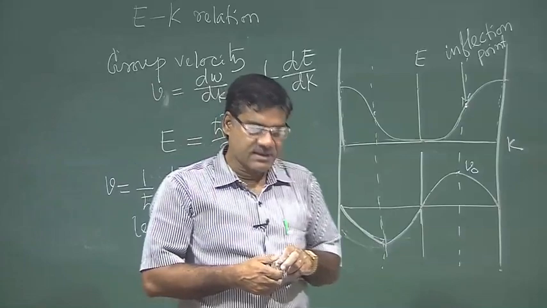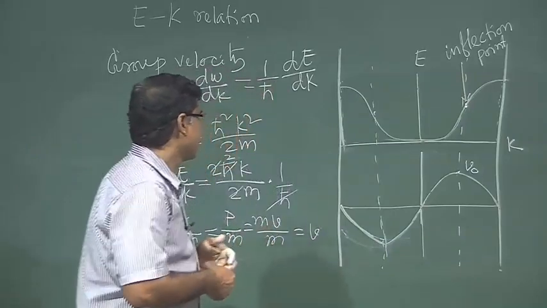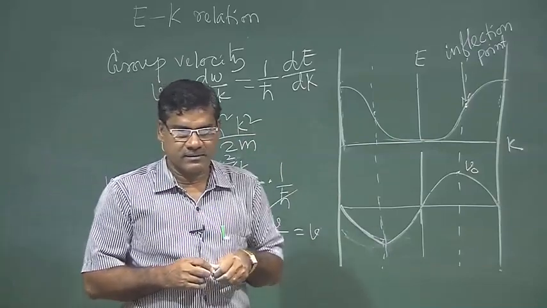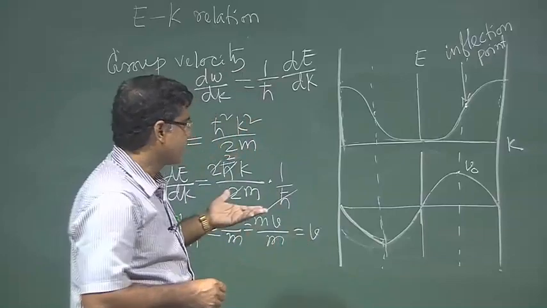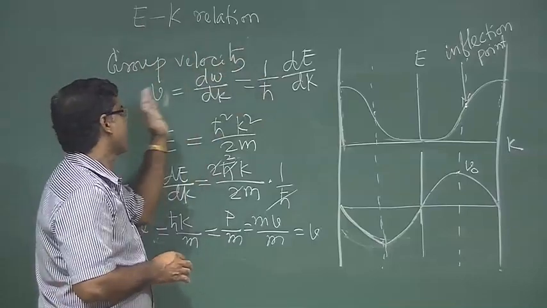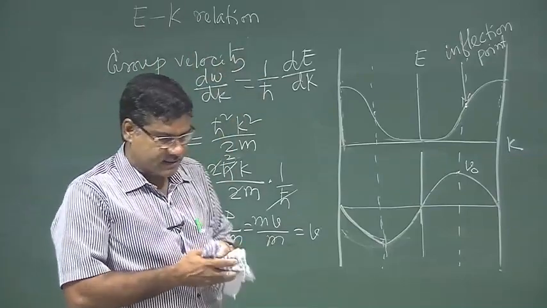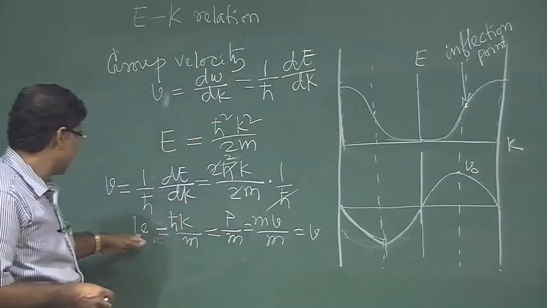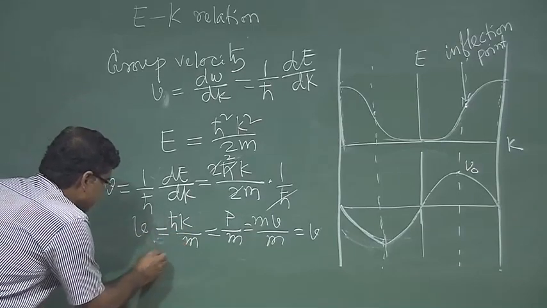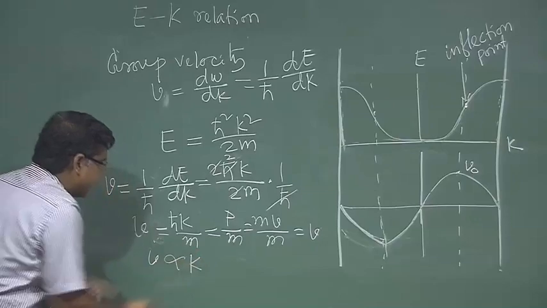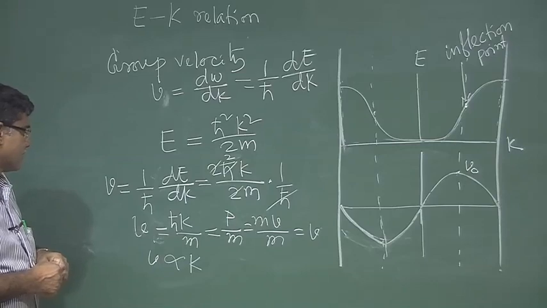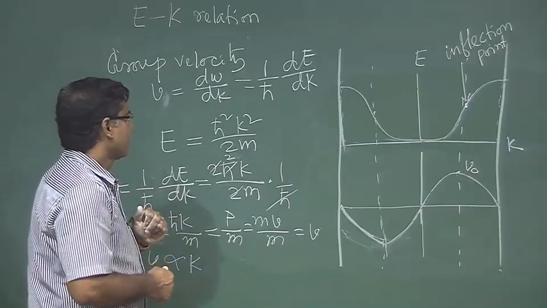So, this is a general definition of velocity of an electron, whether it is in a lattice, in a band, or it is a free electron. Whatever it is, if you know the E-k relation, you can find out the velocity. Another aspect of what we have seen here: v equal to h cross k by m, so v is linearly proportional to k. It is just a linear function.